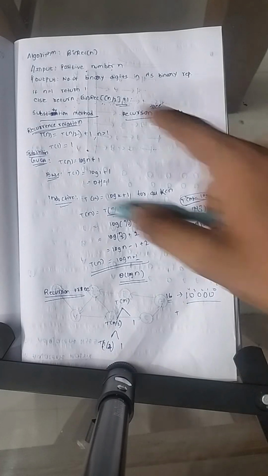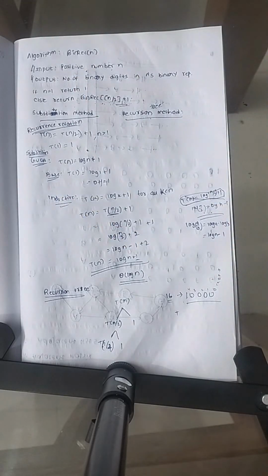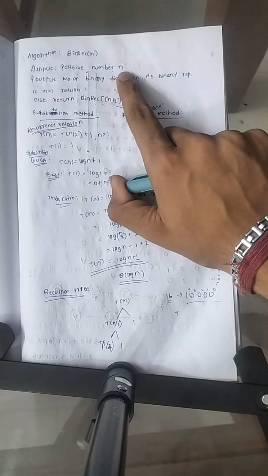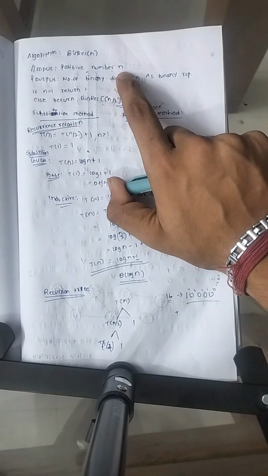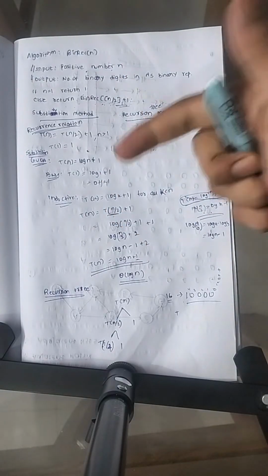Let me take 8. I am taking 8 first. If I take 8 or 5, it makes no difference. So let me take 8, a positive number. The input is a positive number n, so in place of n, we are taking 8. Okay, so what is the expected output?